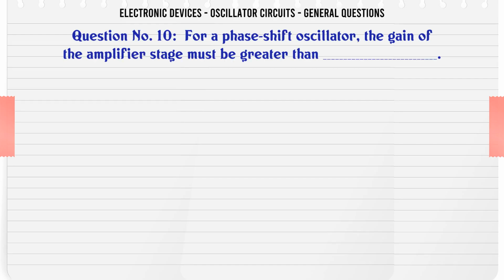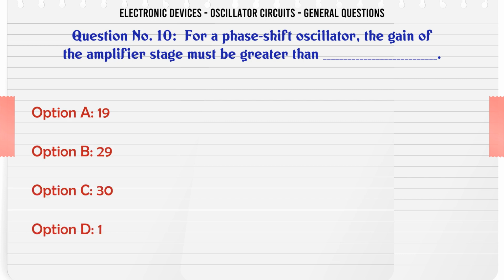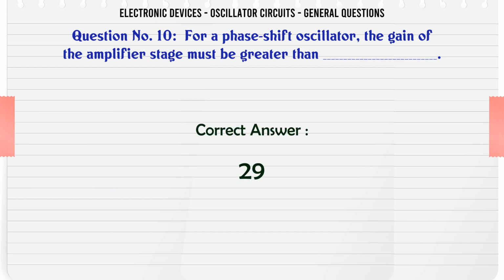For a phase shift oscillator, the gain of the amplifier stage must be greater than A: 19, B: 29, C: 30, D: 1. The correct answer is 29.